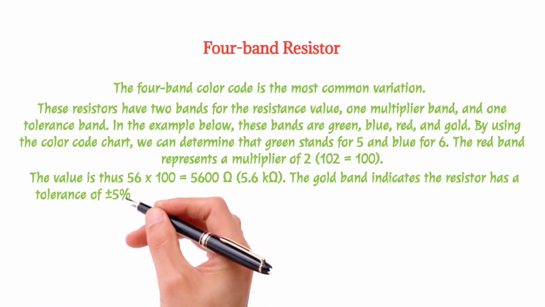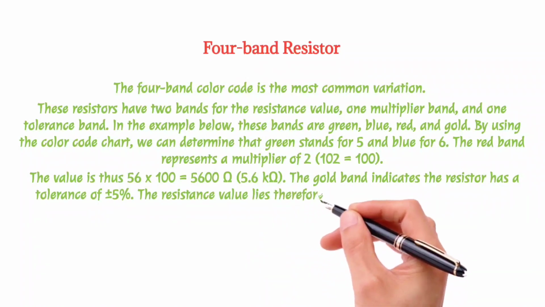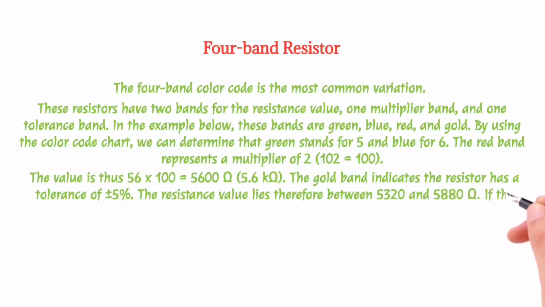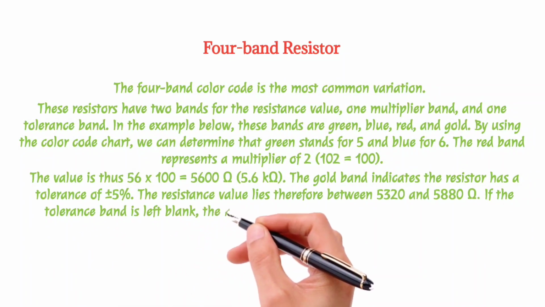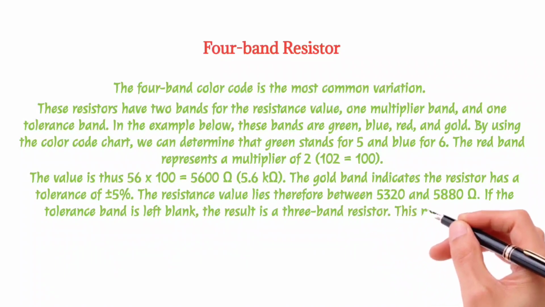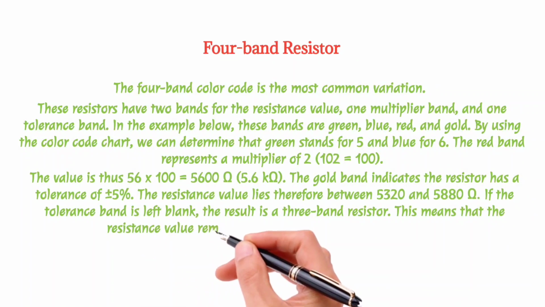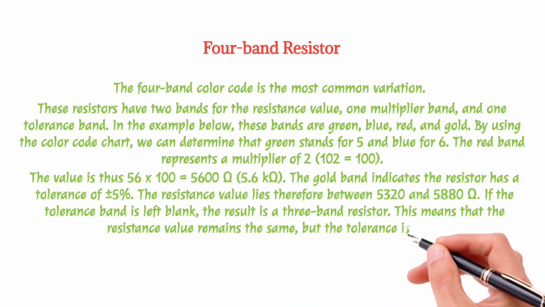The gold band indicates the resistor has a tolerance of plus or minus 5%. The resistance value lies therefore between 5320 and 5880 ohms. If the tolerance band is left blank, the result is a 3-band resistor. This means that the resistance value remains the same, but the tolerance is 20%.